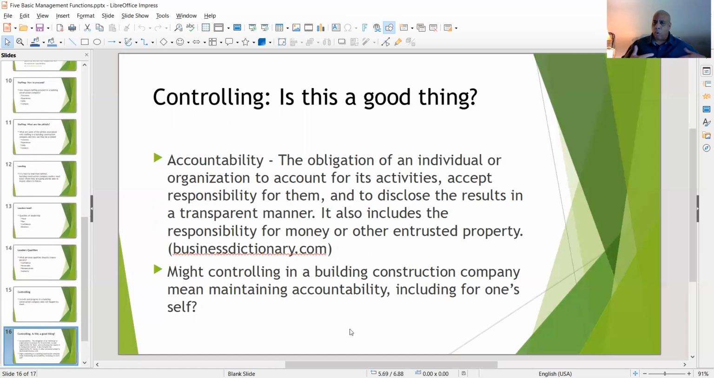A number of individuals don't understand accountability, but when you are accountable to something, you are the one who is the obligator, or we can say the obligation of an individual or organization to account for the activities. You have to accept responsibility for it and to disclose the results in a transparent manner. So this includes the responsibility for the finances or money. And when it comes to controlling in a building construction company, one needs to maintain accountability for the organization.